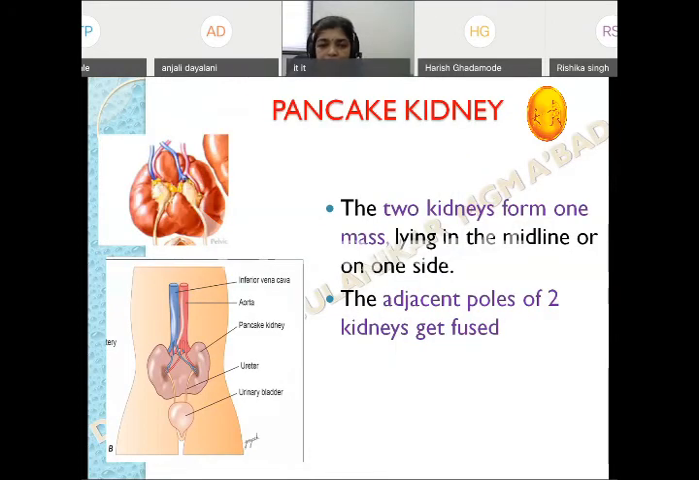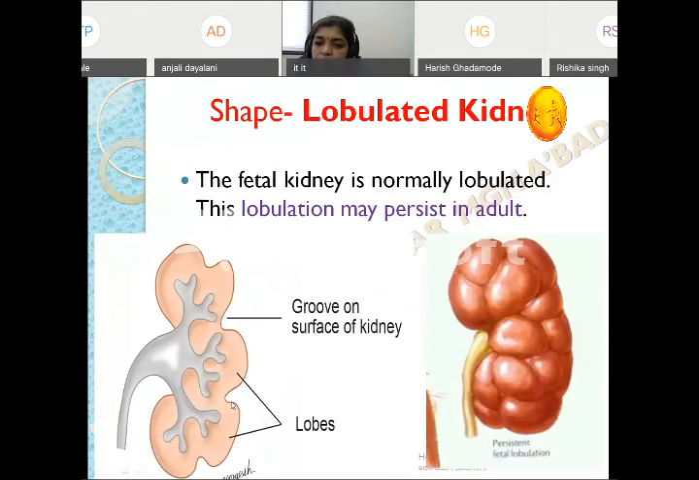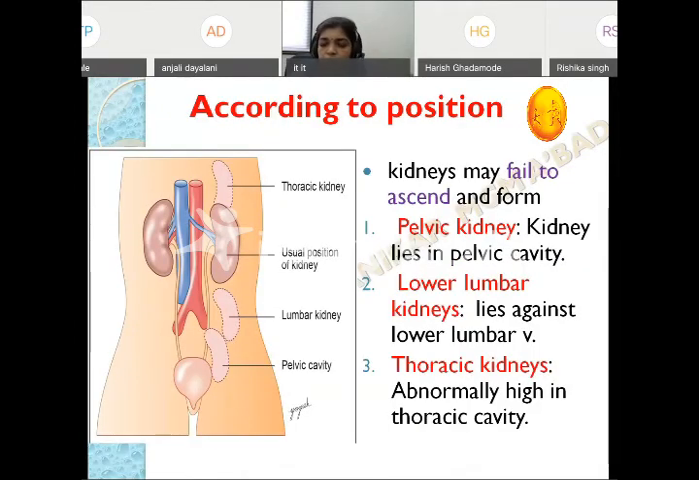Second is pancake kidney. What happens here? Both the poles get fused and give the complete disc shape, the pancake-shaped kidney, which most of the time is midline or it may be on one side. So this is the second shape. Then the lobulated kidney. The lobulated kidney is basically the fetal lobulation which is present at birth. It remains, or persists, in adult life also. So according to shape, we have seen three types of kidney: the horseshoe, pancake, and lobulated.